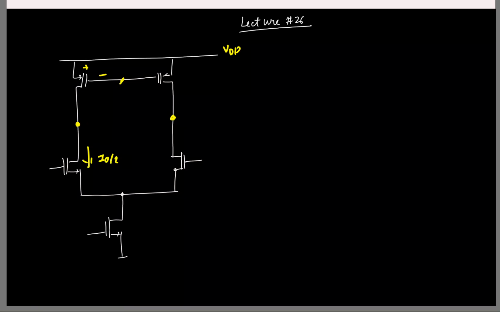This is a current source setting this current to be I naught by 2. Here I have another current source, nominally at I naught by 2, but I can't guarantee it. So what will happen if these two current sources are not equal? If the PMOS current source is not equal to the bottom current source, what will happen to the DC potentials here? It will go to VDD or 0. So what do we need to do? We need to ensure the current is I naught by 2. How do you ensure that?